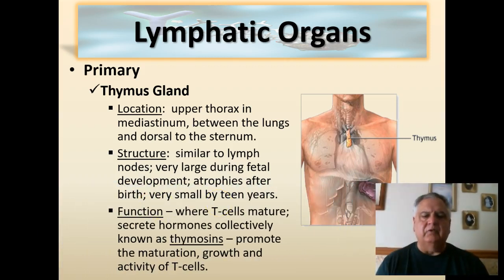The function of the thymus gland is where the T cells, as we mentioned, mature. The thymus gland does secrete hormones that I mentioned, collectively known as thymosins. These thymosins promote the differentiation or the maturation, growth, and activity of the T cells. So it's under the influence of these thymosins that the T cells become immunocompetent.